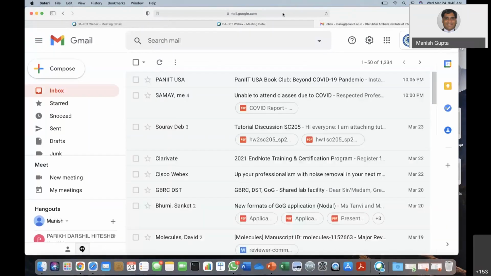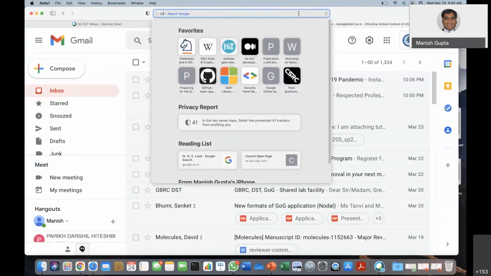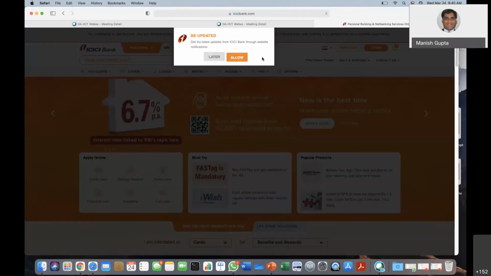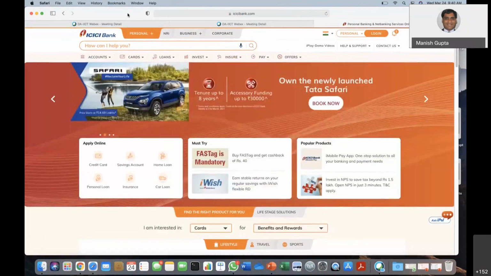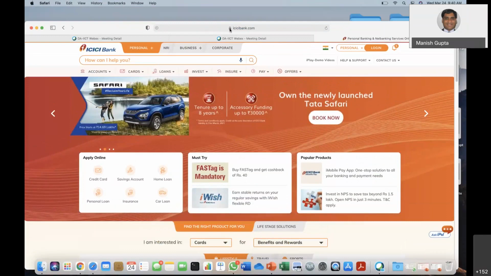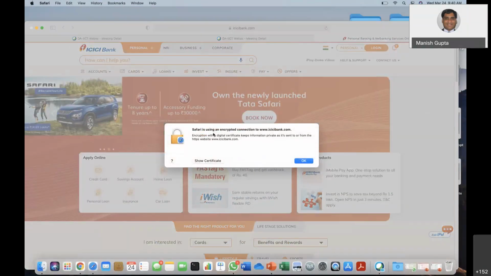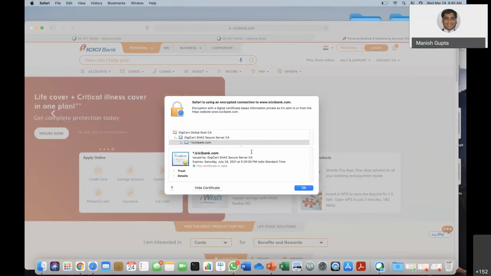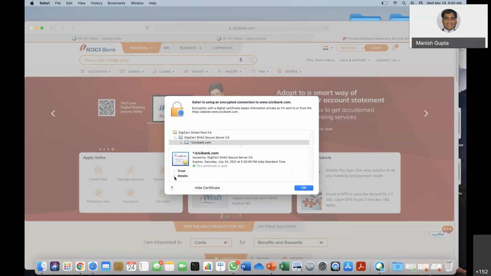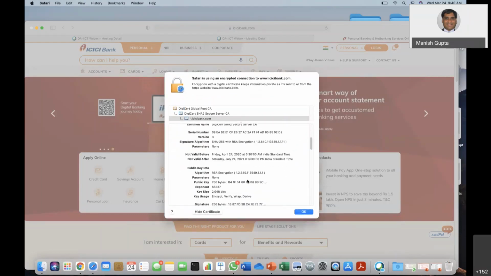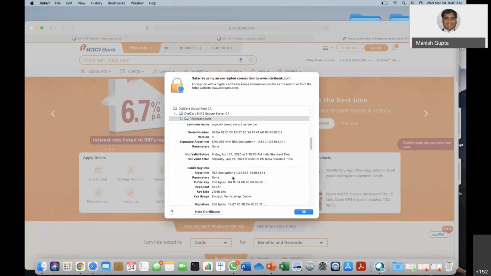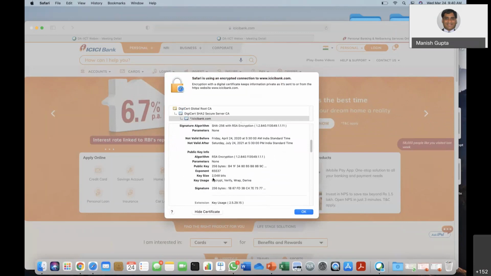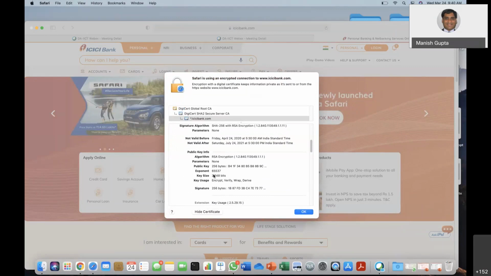we go to some bank, say ICICI Bank. Okay, you might have seen these things. Now you see there is a little lock here. I open this lock and look at the certificate here, and you see there is RSA encryption. Here a 2048-bit key size is there, and there is an exponent.